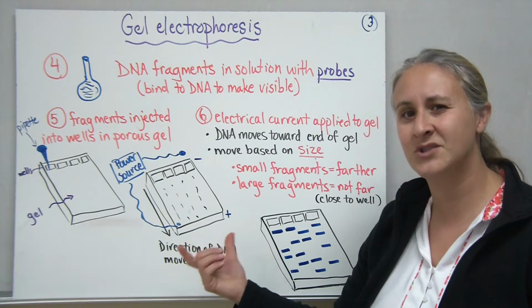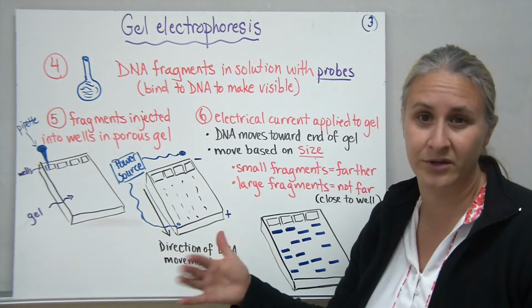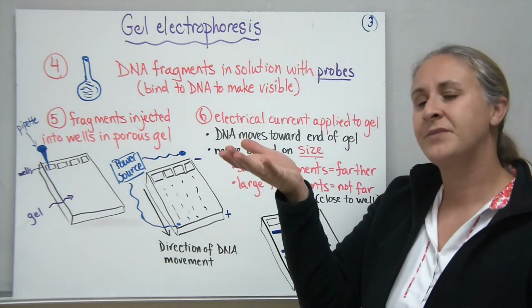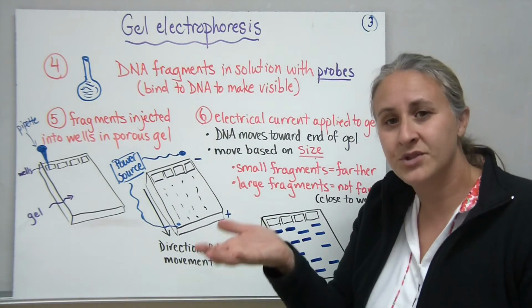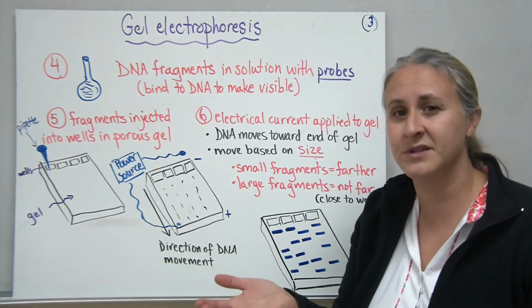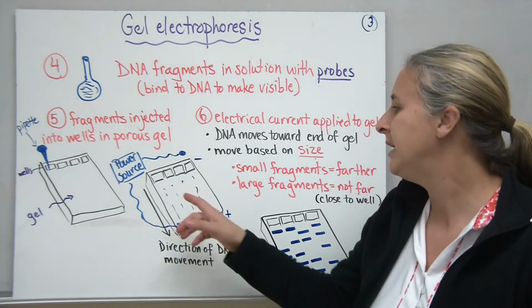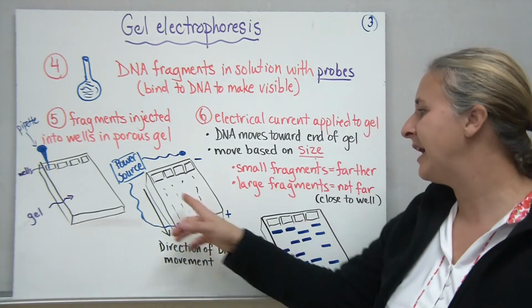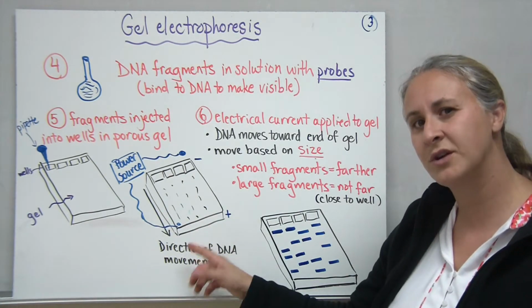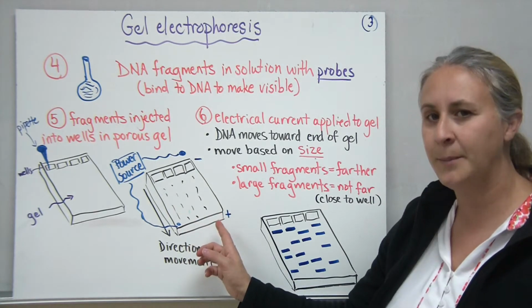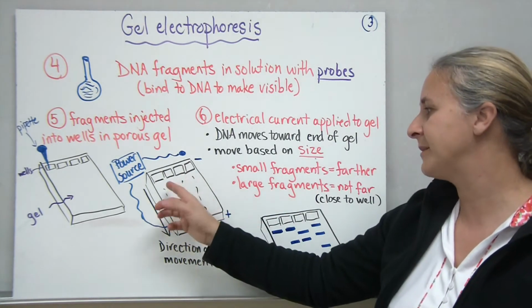And the reason why is this gel is kind of like a mesh strainer, kind of like you would strain spaghetti in when you cook spaghetti. The really big pieces of spaghetti don't go through and fall through the holes in the strainer. So they stay in the strainer, the small things go through, like the water. And in this case, the small fragments can fit through those holes and go farther along the gel. So the smallest fragments are going to be in the opposite end, and the large fragments are going to stay closer to the wells.